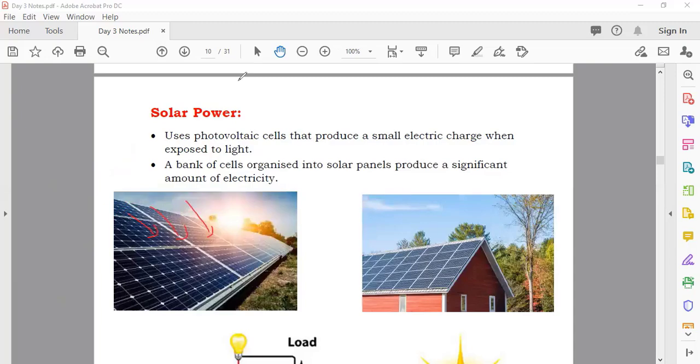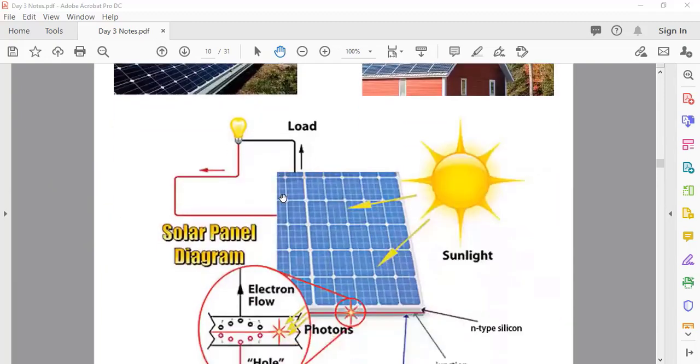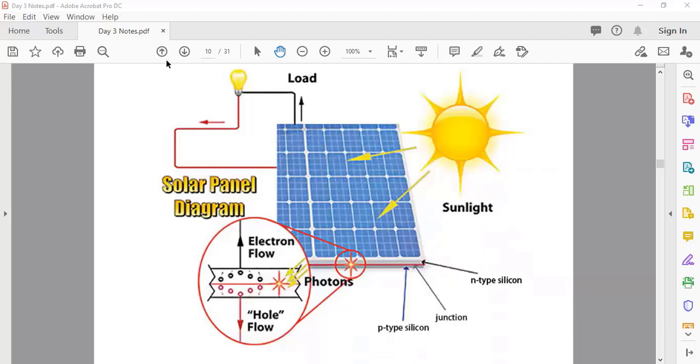Okay, so how can I explain this to you? See here, the sunlight is falling on this solar panel. When you arrange cells like this, it is known as a solar panel. A solar panel has a lot of solar cells. Then if you see this diagram, photons mean this light. I think in physics, not in IGCSE but in A levels, light travels in small packets. Each packet is known as a photon.